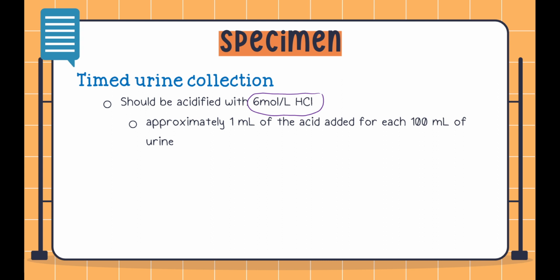Now, what is the purpose of adding hydrochloric acid to your urine? There are two purposes. One, it acts as a preservative. And the other one is to prevent calcium salt precipitation. Let me just write it down. Prevent calcium salt precipitation. So that is why it is very important to add hydrochloric acid to your timed urine collection.